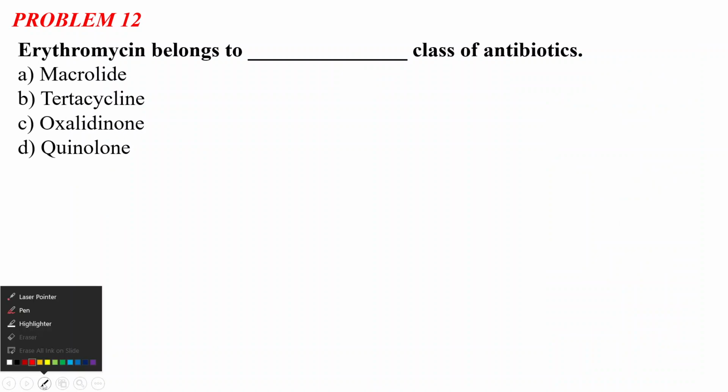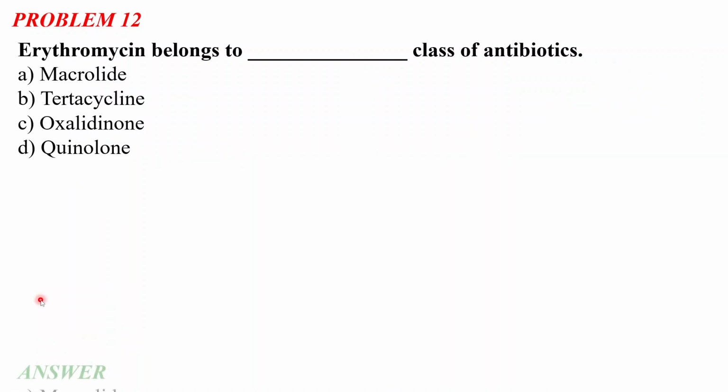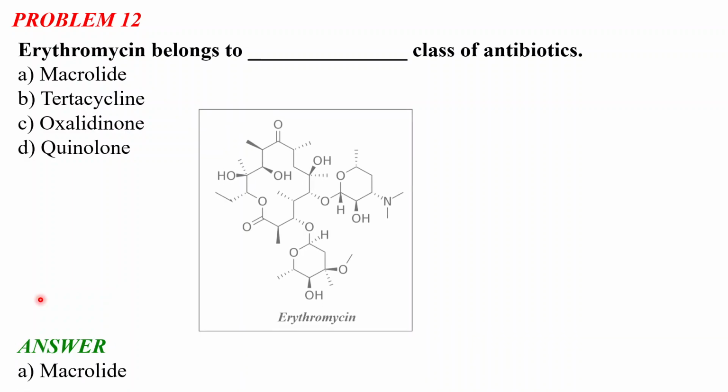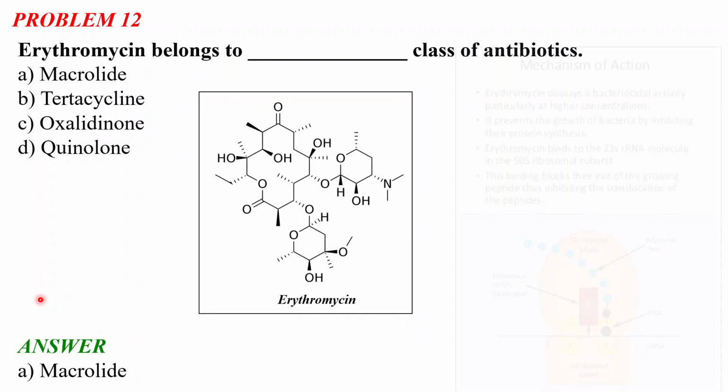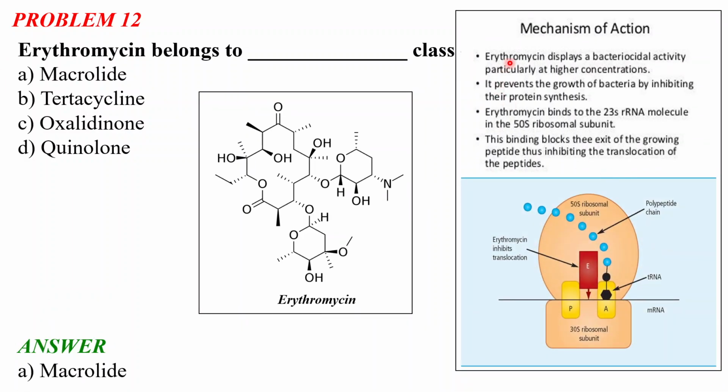So erythromycin belongs to the macrolide class of antibiotics. So this is the structure of erythromycin. Mechanism of action: erythromycin displays bactericidal activity, particularly at higher concentration. It prevents the growth of bacteria by inhibiting their protein synthesis. Erythromycin binds to the 23S rRNA molecule in the 50S ribosomal subunit. This binding blocks the exit of the growing peptide, thus inhibiting the translocation of the peptides.